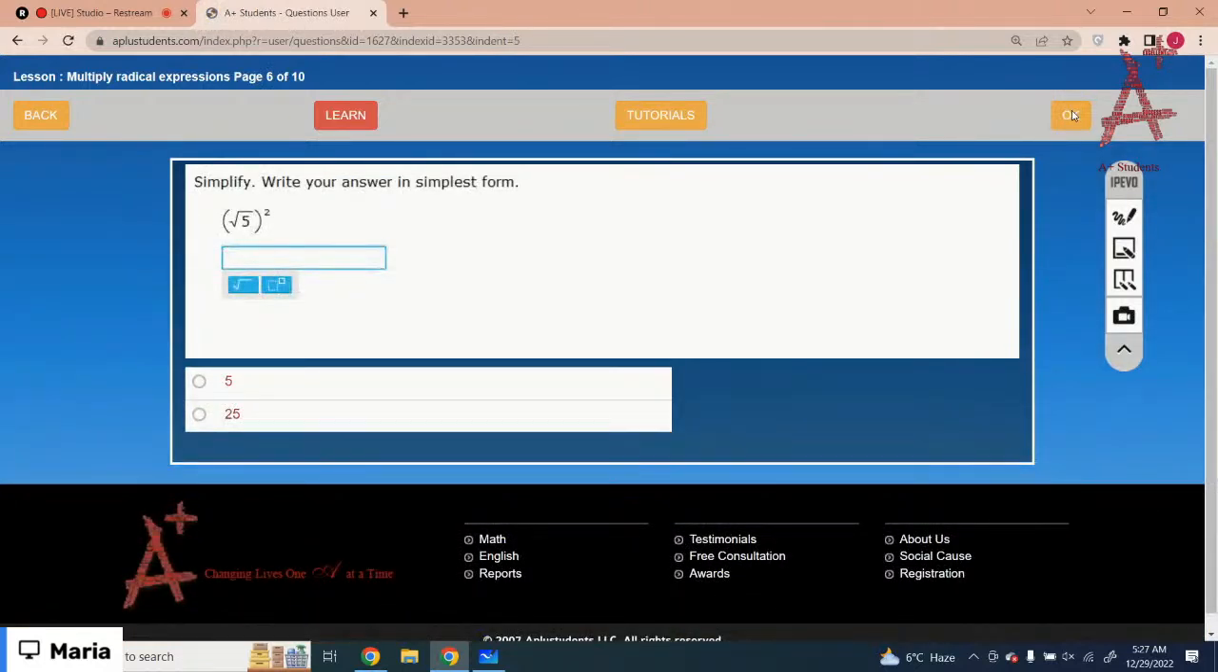Okay, the next one is square root 5 square. So which of the option is the correct one? So we know that 2 and square root are opposite operations. They can cancel out each other. So the correct option is 5. Got it? Just select the correct option, then click on the OK button.